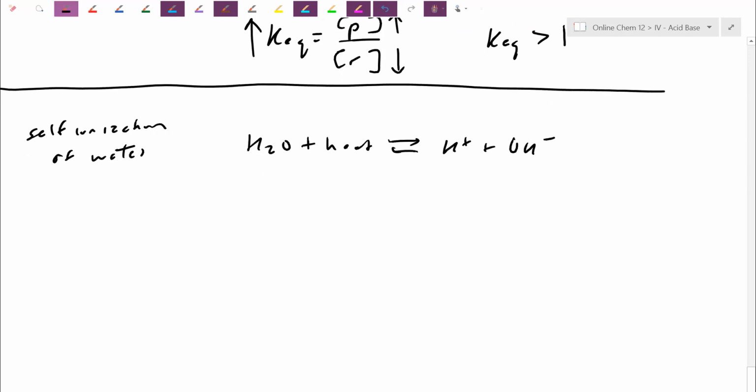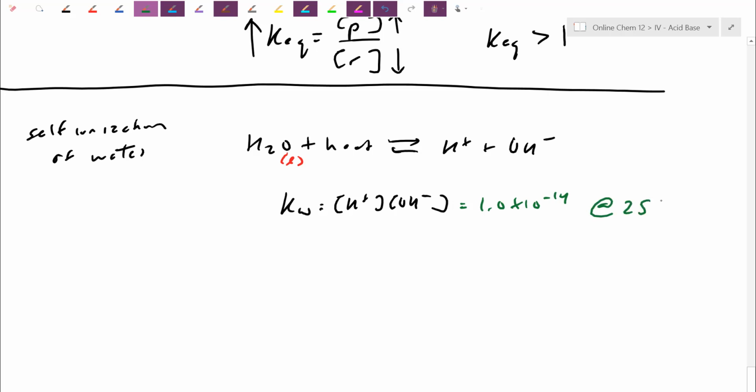The equilibrium constant for this one is called Kw. So it's going to be products over reactants. It's H plus times OH minus. In this case, because water is a liquid, remember we always ignore pure liquids, so I don't need to include that in my Kw expression. This one here is a constant, 1.0 times 10 to the negative 14.